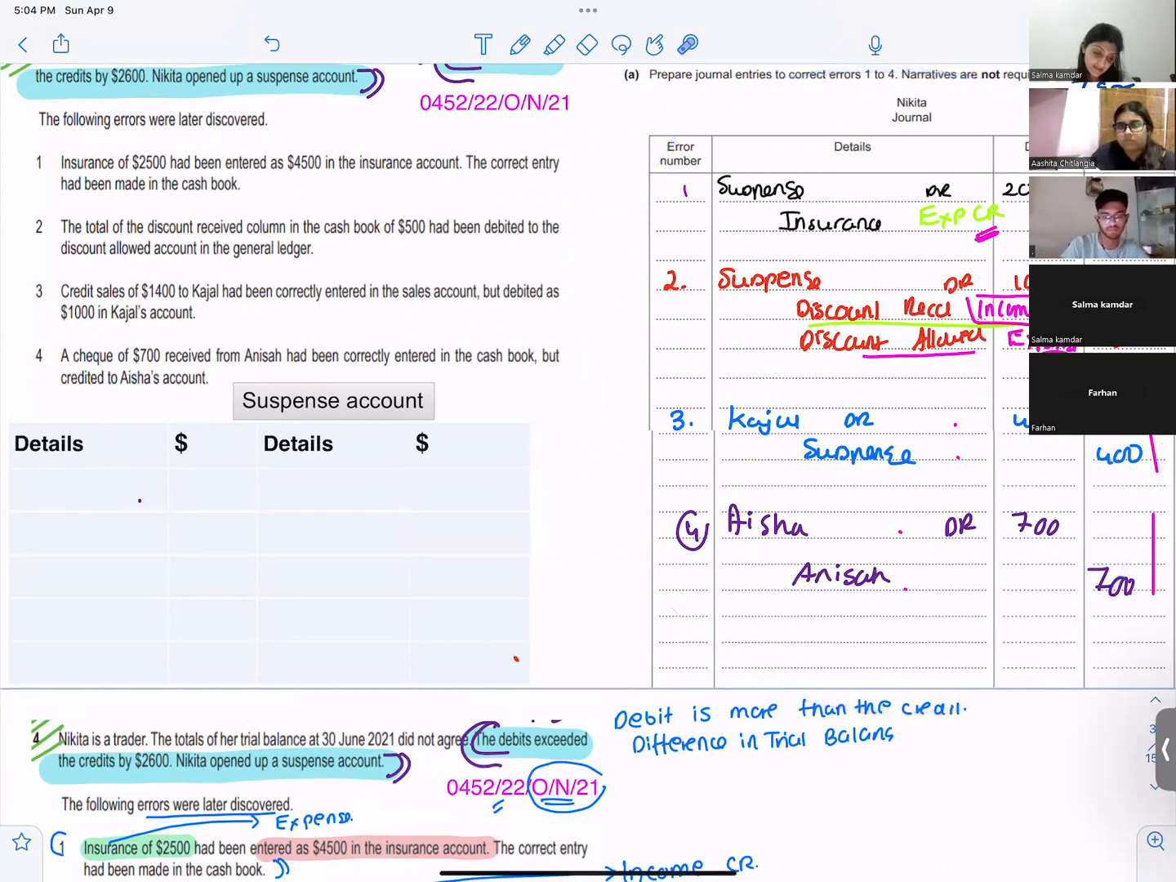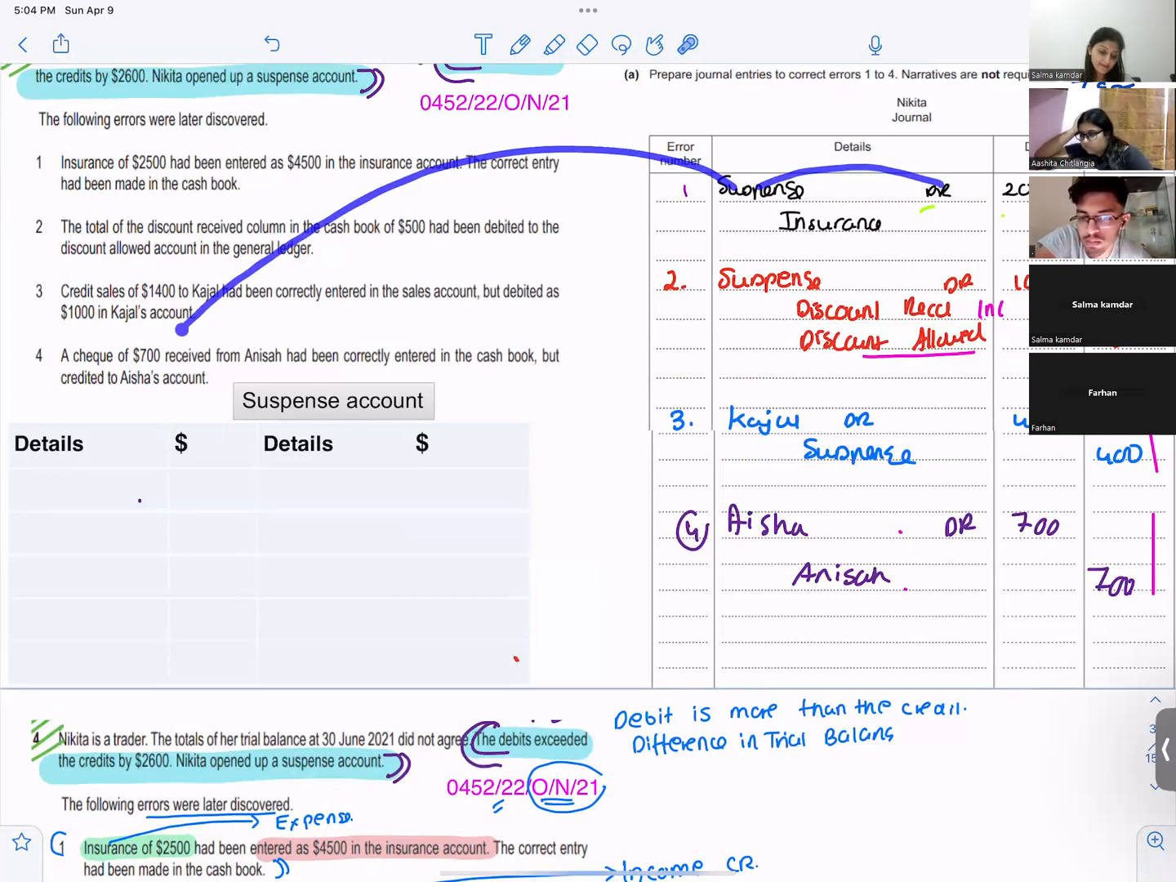Okay, fine. Now we have to prepare a suspense account. When we prepare a suspense account, what is the thing that we are going to think? From the suspense point of view. If you see, suspense is debit. So on the debit side of your suspense account, what will you write? Insurance. Correct.